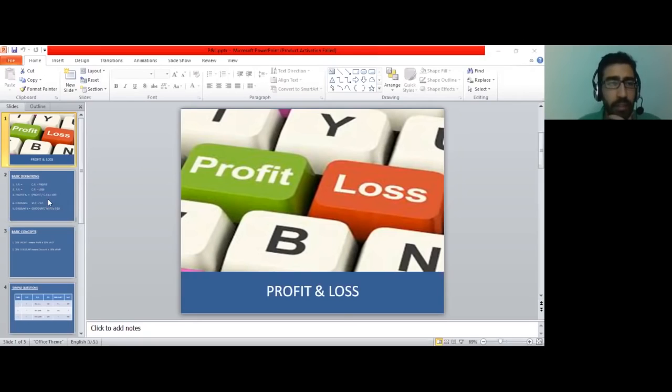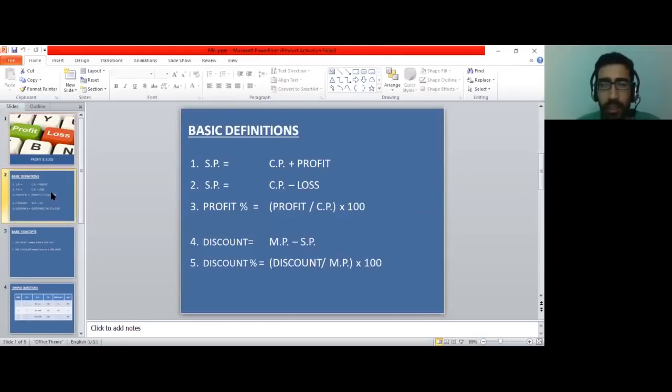So we had covered percentage yesterday. We are going to cover profit and loss today, which of course is essentially an application of percentage and ratio and proportion to a certain extent. Let's get the basic definition out of the way.